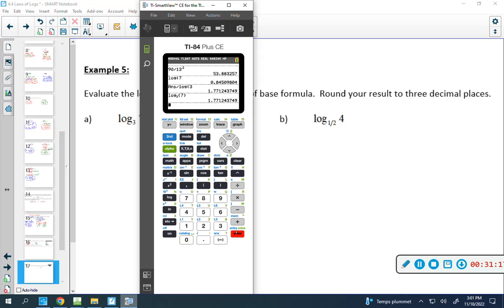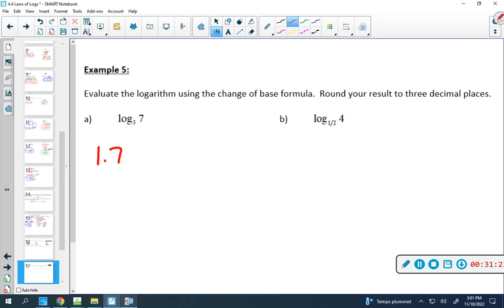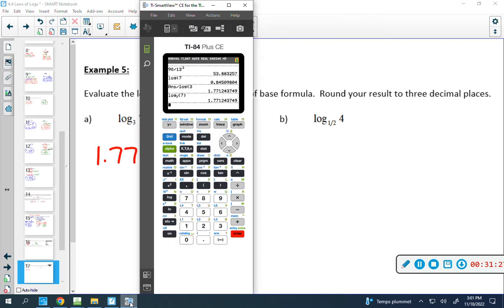Make sure you know how to use your calculator. What do we round it to? 3, so 1.771. You could also, just to prove it, do ln of 7 divided by ln of 3. And you get the same thing, okay?